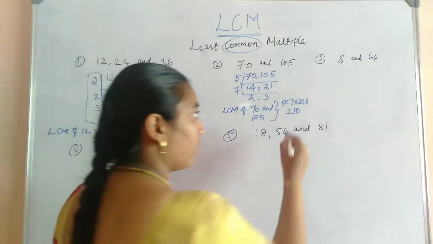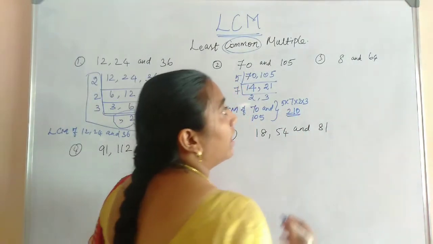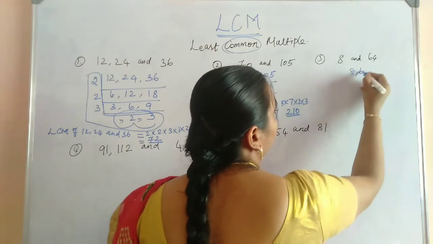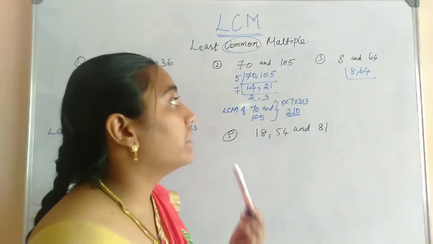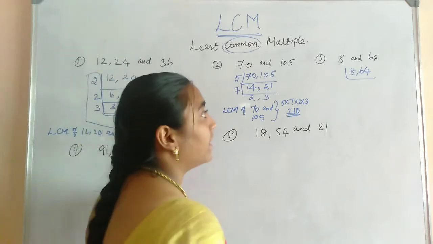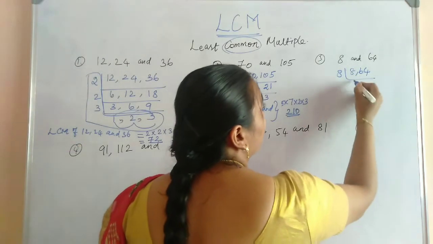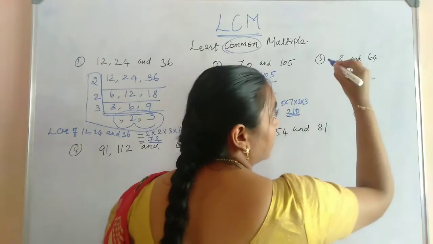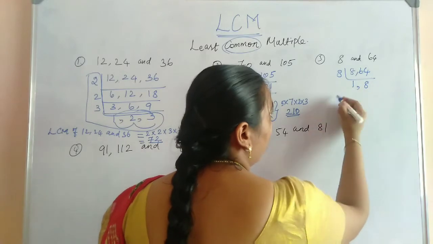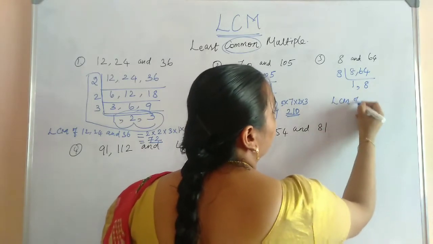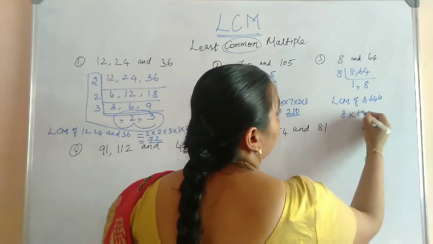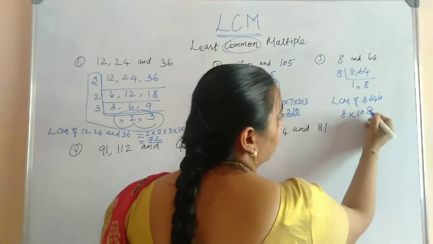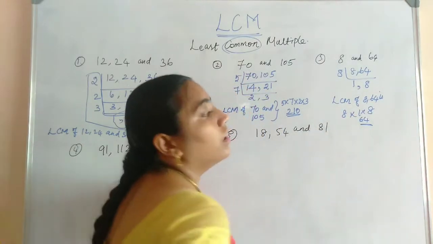Okay. Next sum: 8 and 64. If we know the table, it is very easy. It is directly divisible by the 8 table. 1 8 is 8, 8 8s are 64. 1 and 8 have no common factor. So LCM of 8 and 64 is 8 into 1 into 8. 8 into 1 is 8, 8 8s are 64.